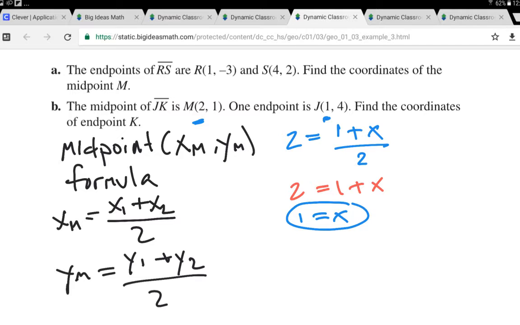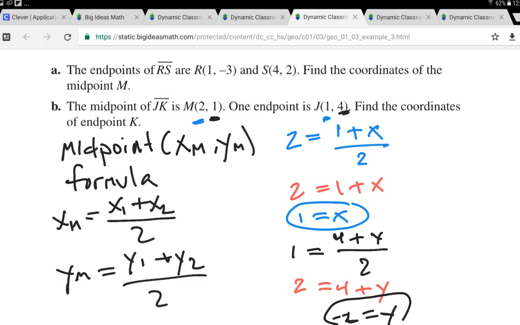We know that the y coordinate for the midpoint is 1, so we'll write 1 equals. We know that the y coordinate for one endpoint is 4. 4 plus the other y coordinate, divided by 2. Multiply both sides times 2, and we get 2 equals 4 plus y. Subtract 4 from each side, and we get negative 2 equals y.